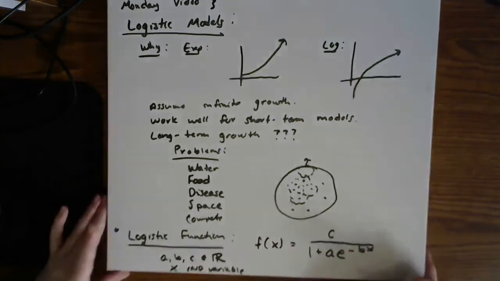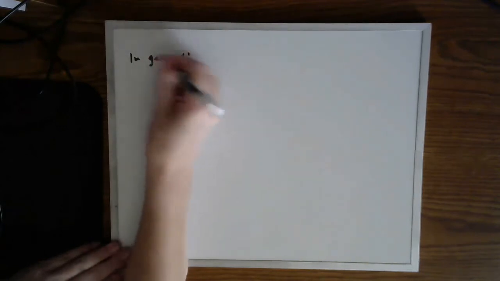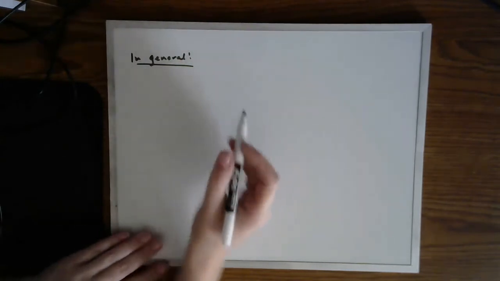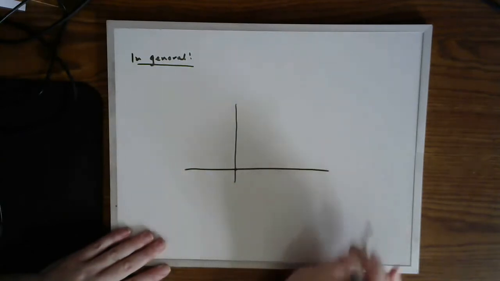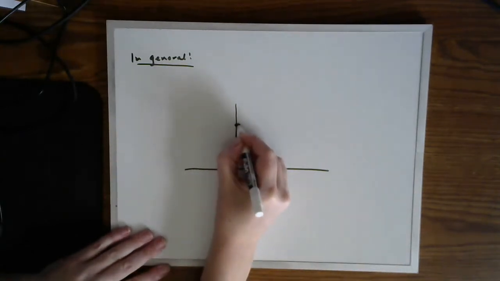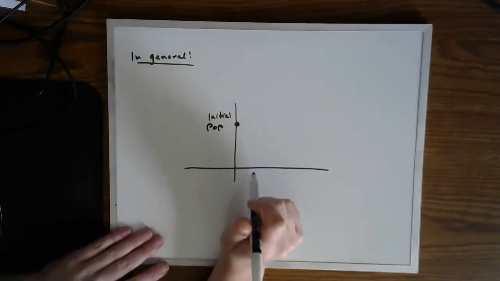So another thing that we should briefly talk about before we even look at a problem is this idea of the graph and why the graph looks the way that it does. In general, you might have a logistic graph that does the following. Put this on a quadrant. So you'll have some initial population. Got to start somewhere for things to reproduce.